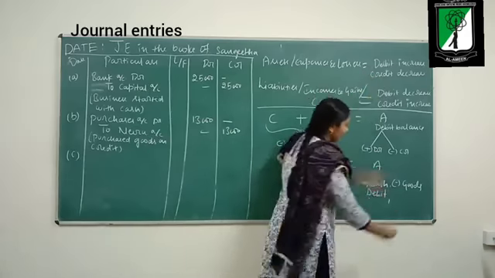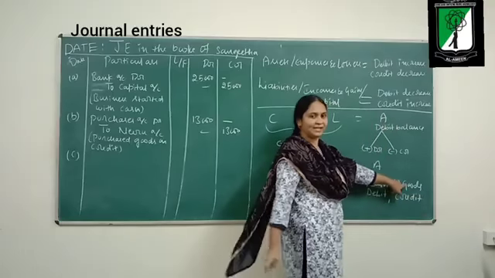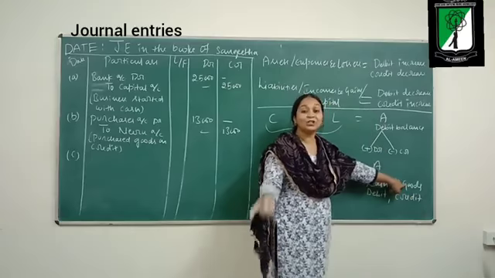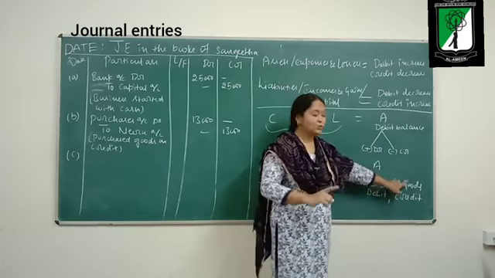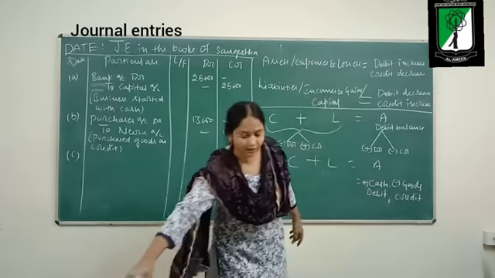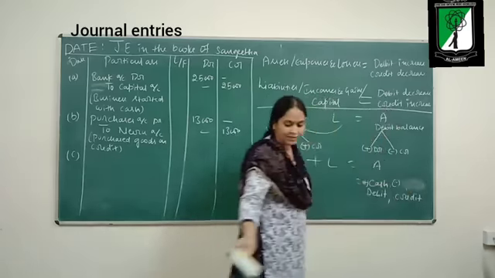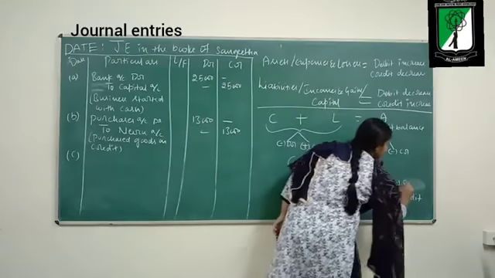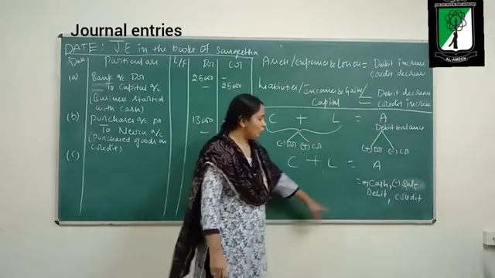Decrease in asset should be credited. I cannot write goods here. What I should do is write the event name behind the goods. What is the event name behind the goods? It is sale. Business has sold goods. So what do I write here? Sale.